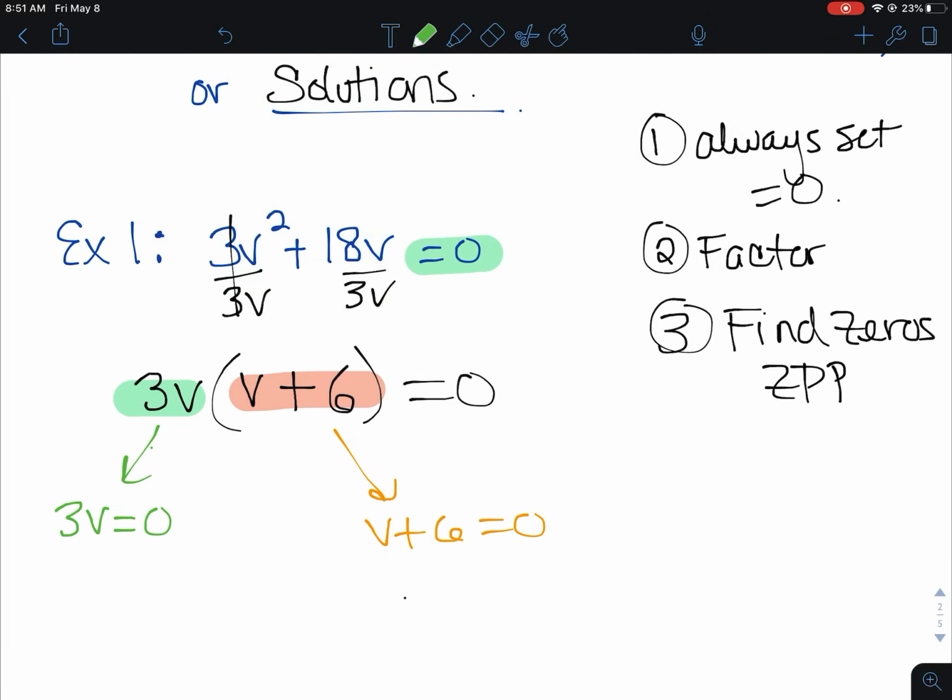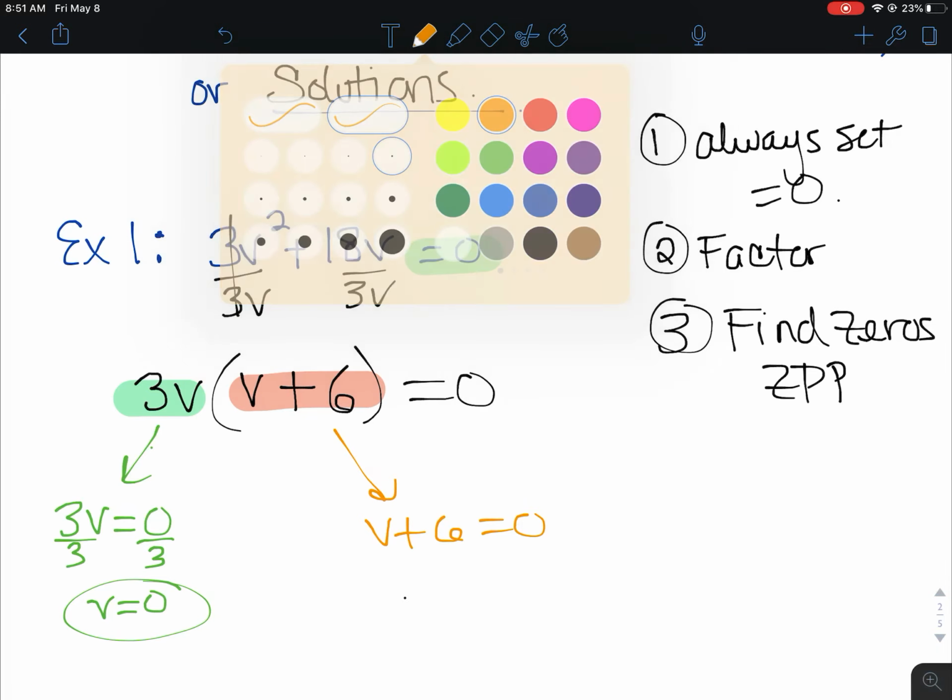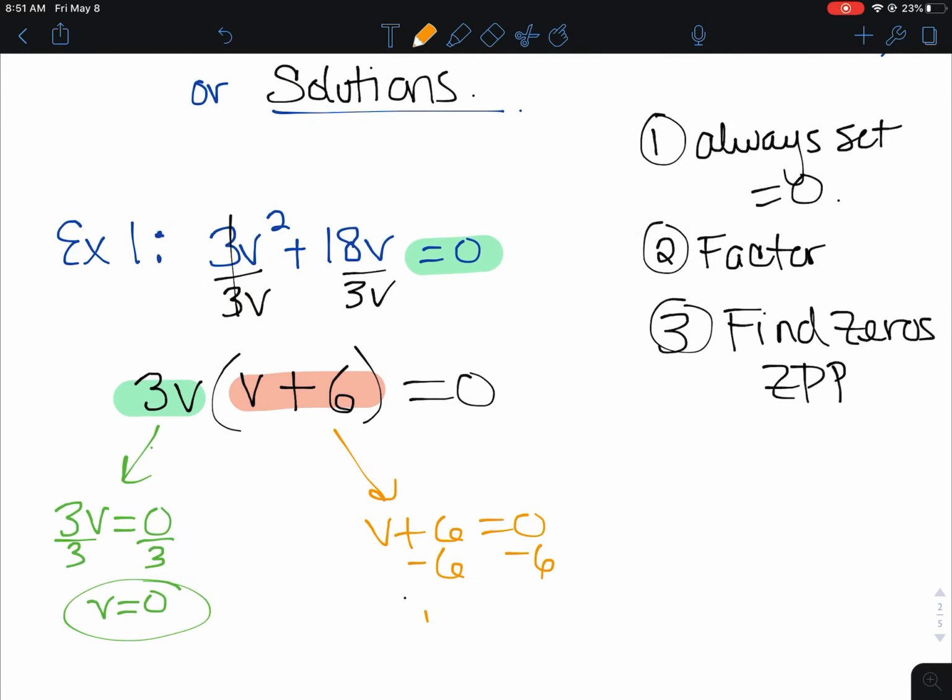All right. So down here, I'm just going to solve 3v equals 0. Well, divide by 3. So v equals 0. That's one of the zeros. V plus 6, I would take away 6. So v equals negative 6.